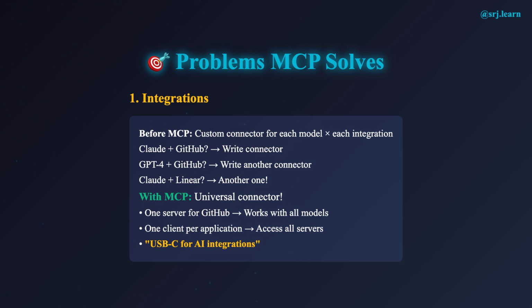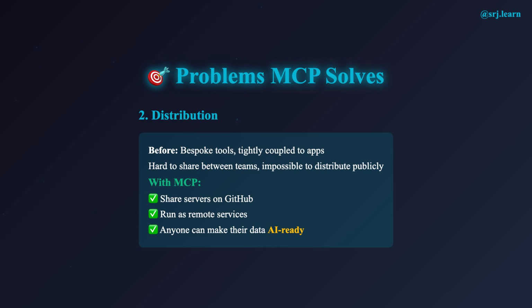With MCP, you have a universal connector. One server for GitHub works with all models. One client per application accesses all servers. It's like USB-C for AI integrations.